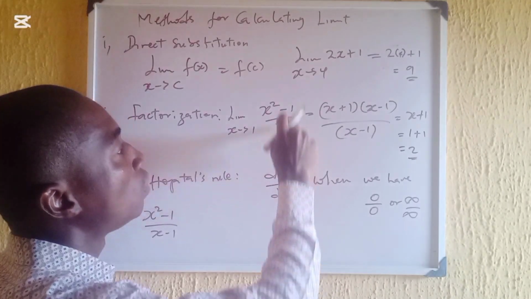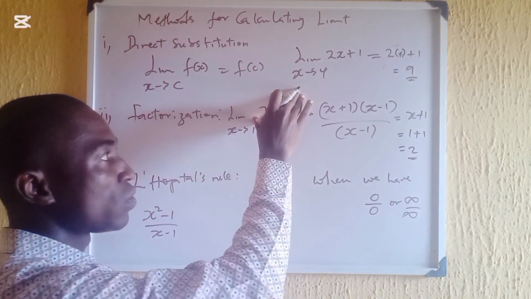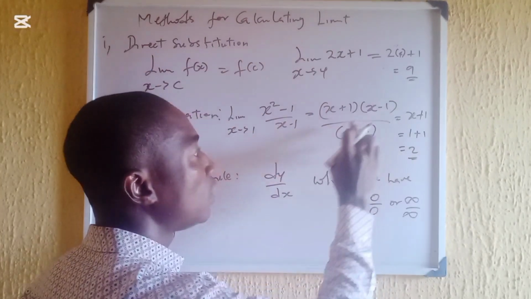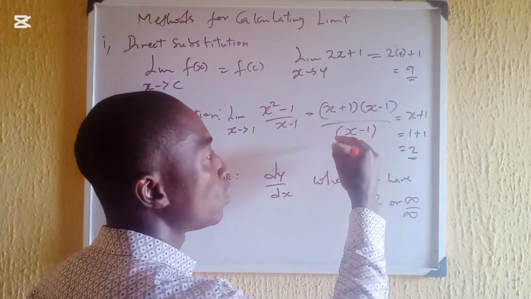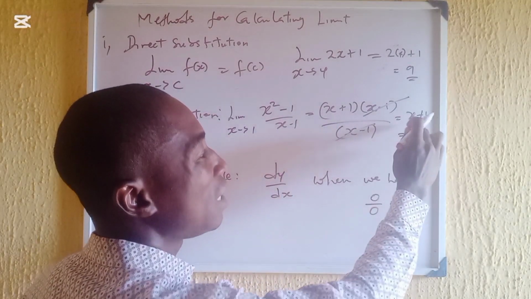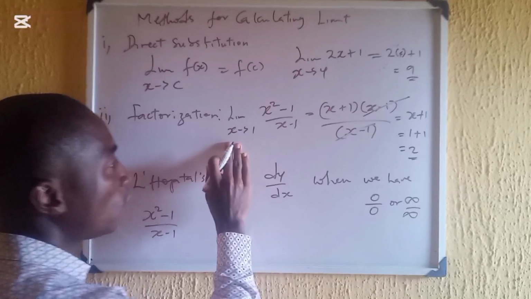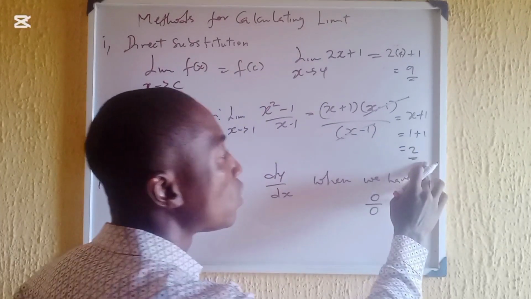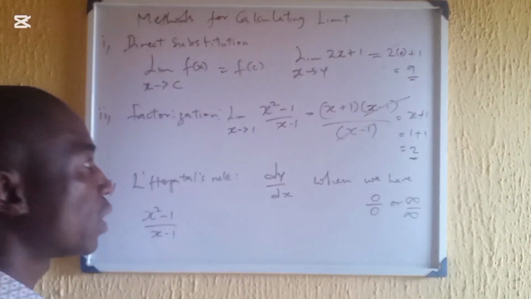What do we do? We factorize x squared minus 1. And that gives us x plus 1 into x minus 1, then divided by x minus 1. So we'll cancel out x minus 1, x minus 1, and we are left with x plus 1. We'll substitute for x again. Then we'll have 1 plus 1, and that gives us 2. So that's for the method of factorization.